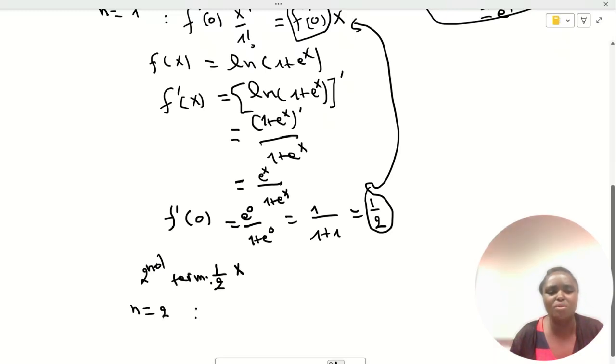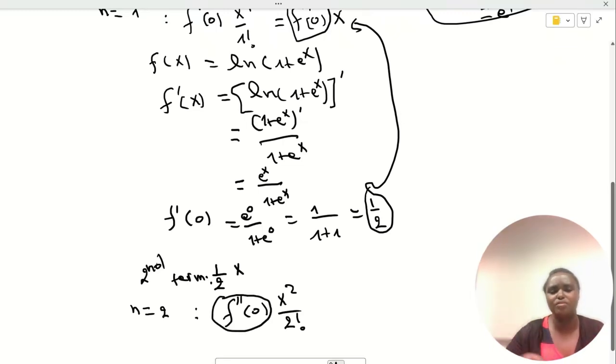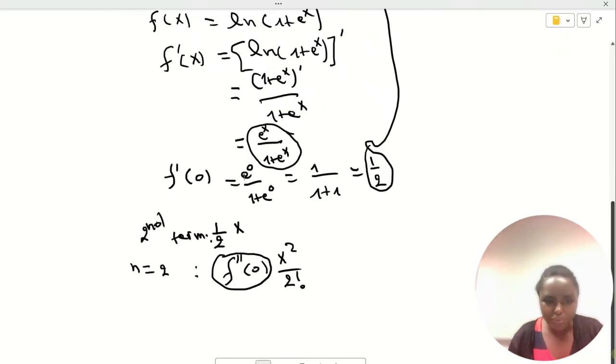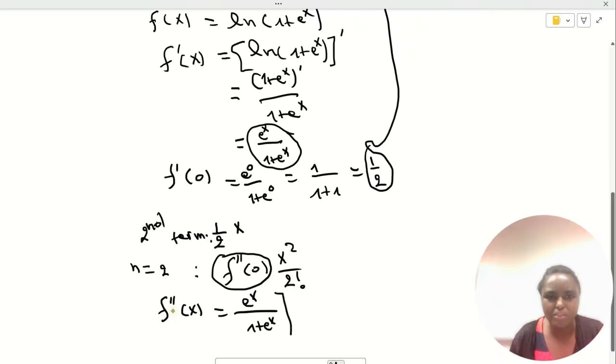So if n is equal to 2, we have f second derivative of 0, then times x power 2 over 2 factorial, like this. So what we need is to compute this second derivative. And the second derivative, we should differentiate this one. So let's differentiate that one. We have that the second derivative of our function f of x is equal to e power x over 1 plus e power x and derivative.